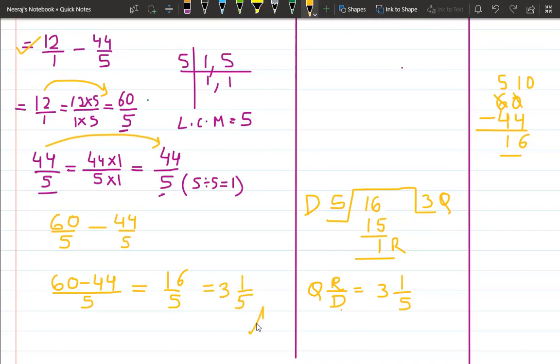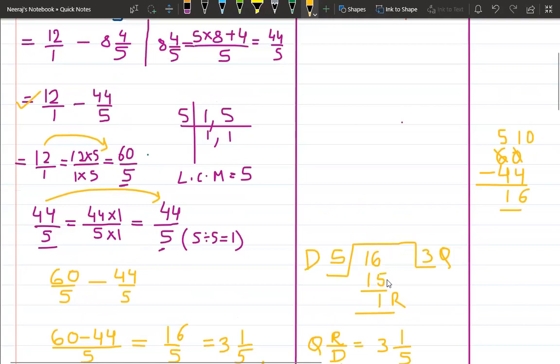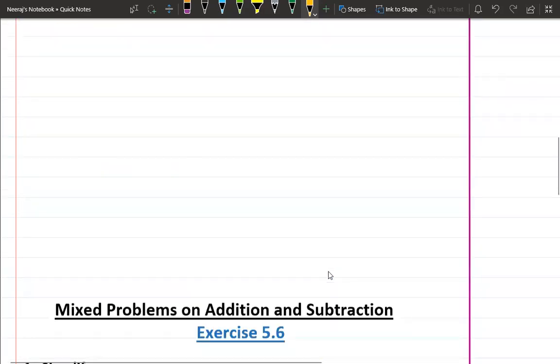And this is your answer of the subtraction of the whole and the mixed number. That is 3, 1 by 5. 16 by 5 is also a correct number, but if you want to convert it into a mixed number, then you can. It is 3, 1 by 5. In this way, you have to solve whole and fraction problems, right? Now let's have a look at the next question.